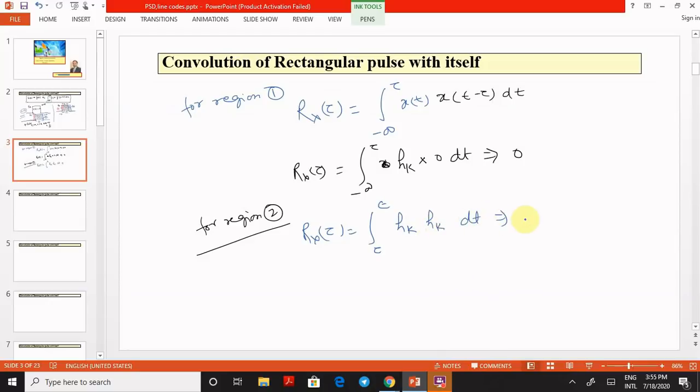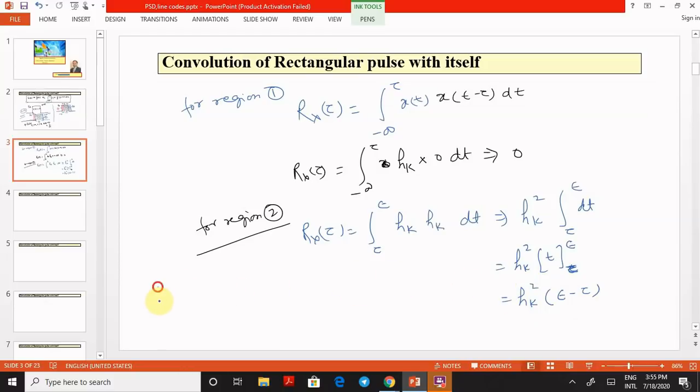So this will give you hk square integration from tau to epsilon dt, and the value of this is hk square t, with limit tau to epsilon. So the value is equal to hk square into (epsilon minus tau), right? hk square (epsilon minus tau). So this is for reason number 2.